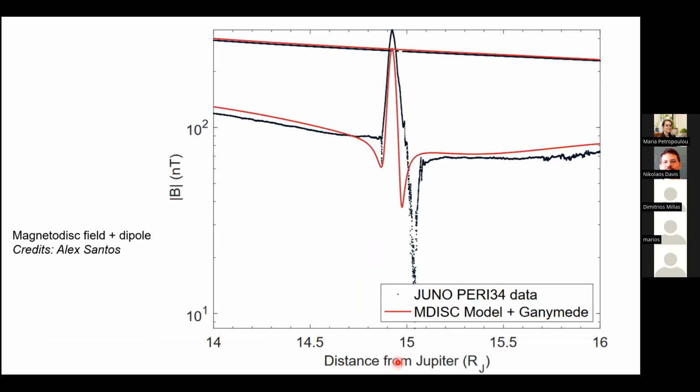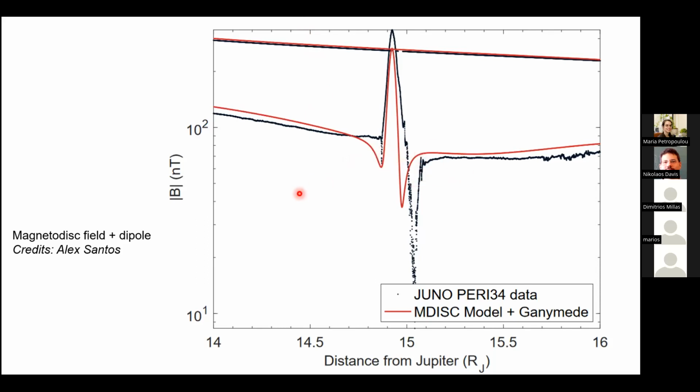And this is a plot of our master student, Alex, who compared the Juno data in red and the magnetodisc model that I showed you, in black. And he added a small dipole contribution at the same location where Ganymede was during this encounter. And you can see there is some agreement with the data if you include this additional magnetic field. However, there is some discrepancy, as you can see, at larger distances.